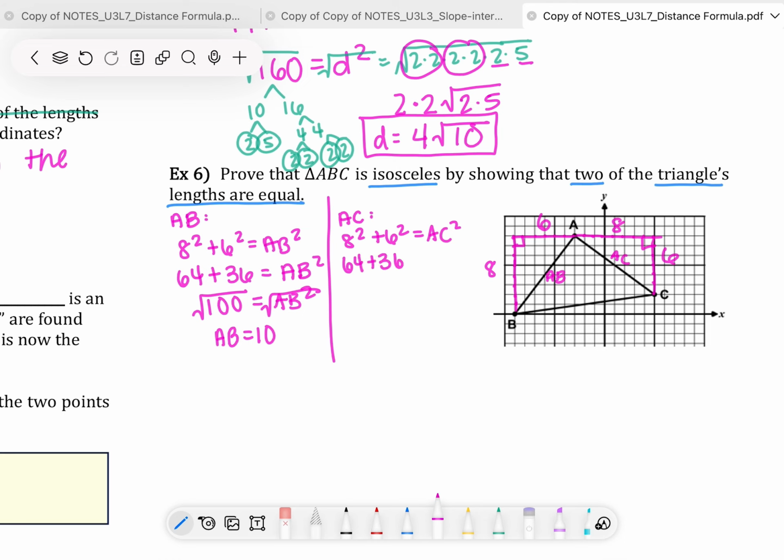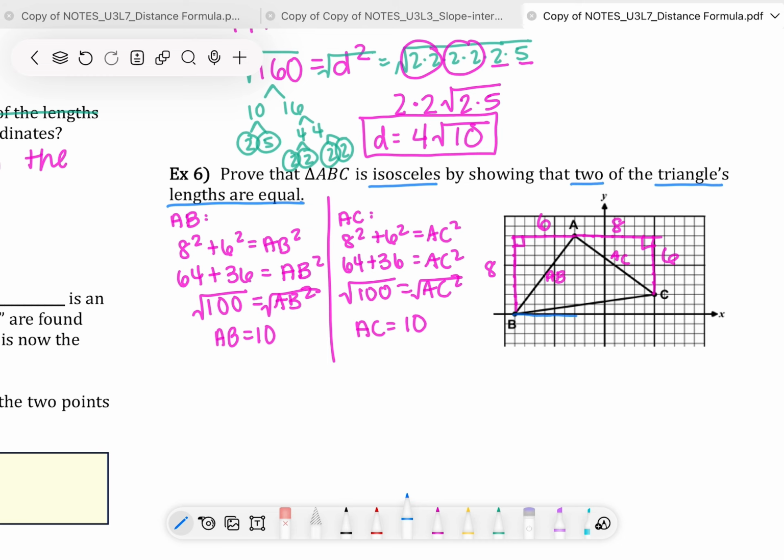64 plus 36 equals AC squared. This is the exact same numbers that we had. Okay, so we're going to get 100 equals AC squared. And just like before, when we square root both sides, we get that AC is 10. Okay, so far we can see that those 2 values are the same. What I want to make sure of is that that third length that we said was a little bit longer is in fact not the same length as 10, so that it is for sure an isosceles triangle.